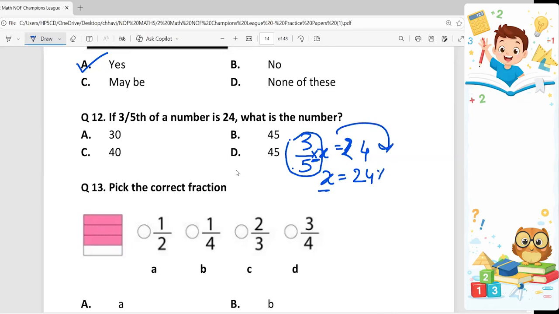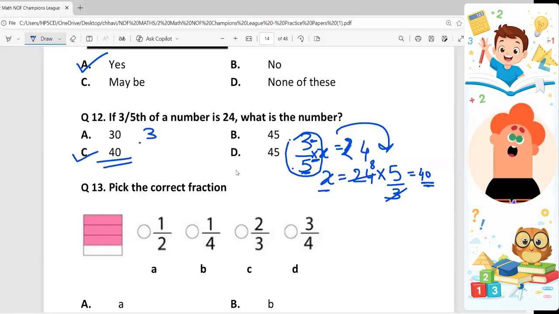But if we reciprocate it, then it will be in the same way like this. We have to just put this number in the numerator and this number in the denominator. So 3 eights are 24, 8 fives are 40. So the answer is 40, option C.